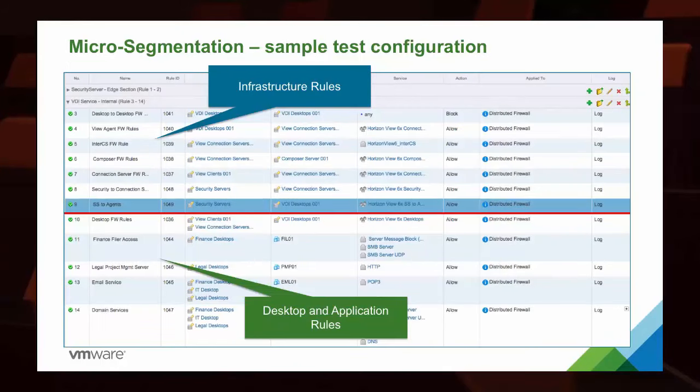So this gives you an example of what you might be looking at in a sample configuration for NSX, firewall rules, and VDI, where up at the top we have our infrastructure rules, and then we have our desktop and application rules beneath it. Again, creating security groups and tags, and then applying those rules to them.